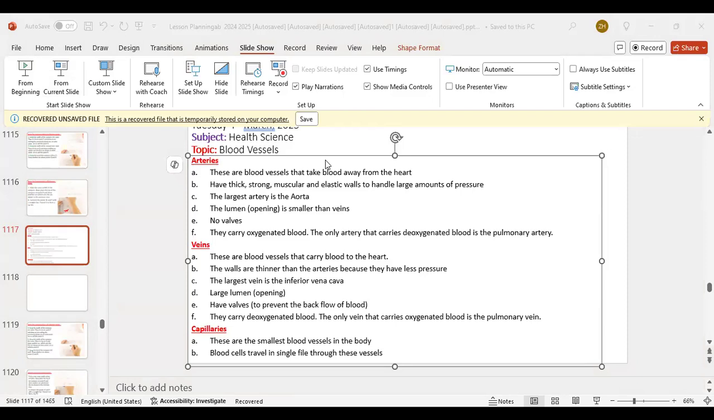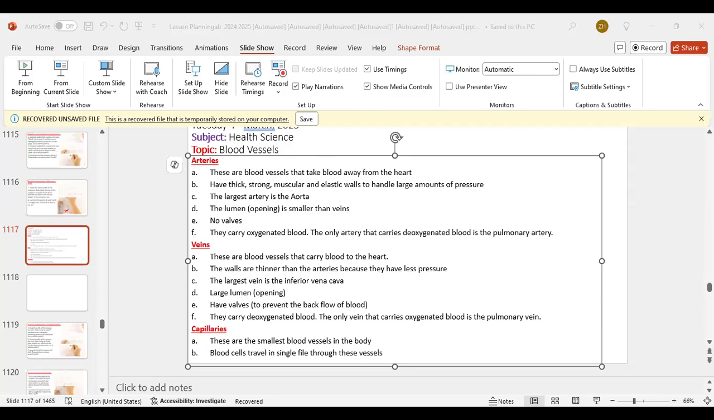To prevent the backflow of blood. Very good. All right. Good. So let me show you all the differences between these blood vessels. I'm going to show you the diagram that basically shows you the differences.